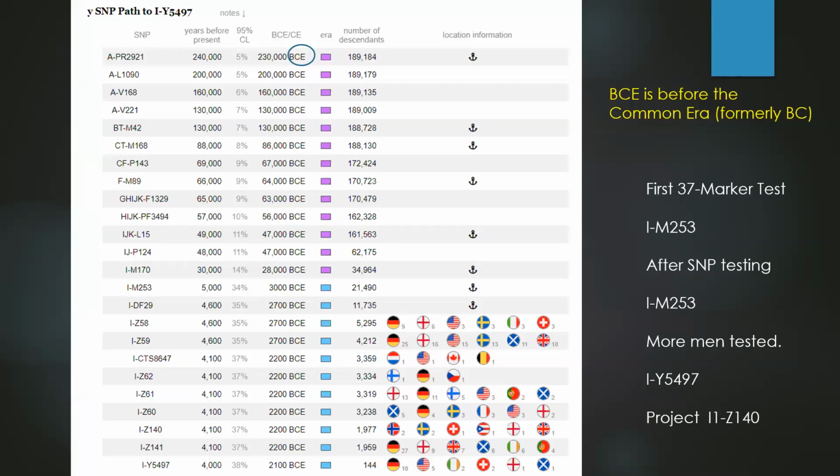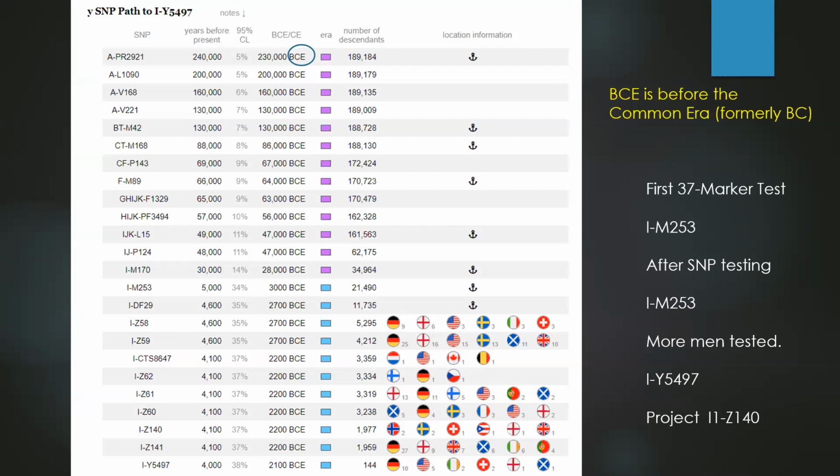This is what the report looks like if you look at the countries. And I thought this was fascinating because you can see the number of men and the countries they're from and who they've tested with. And I just think that's fascinating, all the different flags and everything. But I do want to point out that there is what's called a SNP path, and it'll tell you, at the point of branching, what relative time period that was.